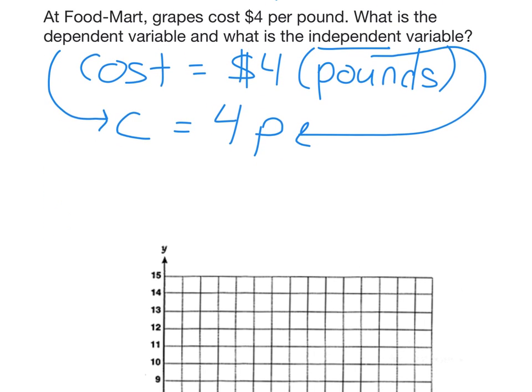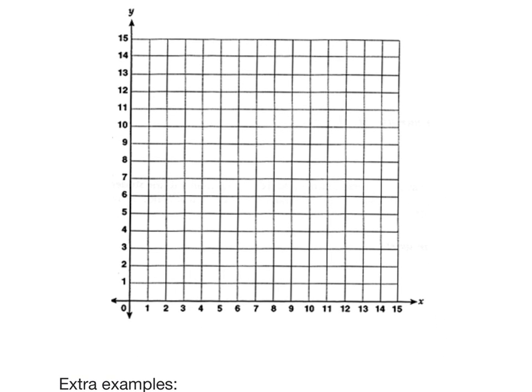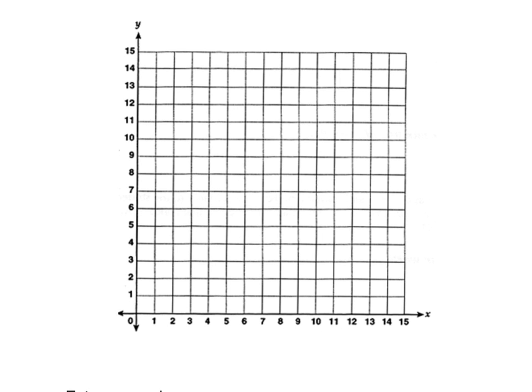If we were to put that on a graph, you want the dependent variable on the y-axis. So you'd want the cost, writing sideways isn't my forte here, you want the cost on the y-axis and you want the weight on the x-axis, because the weight is independent and the cost is dependent.